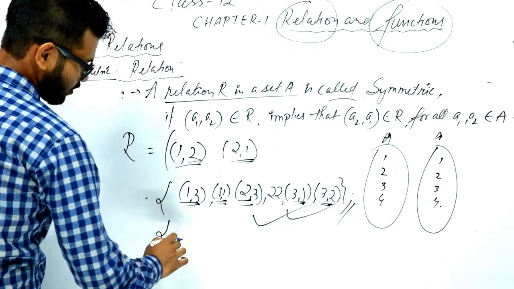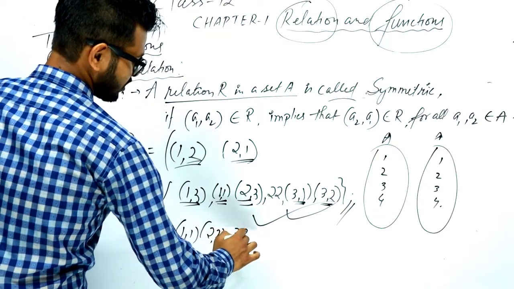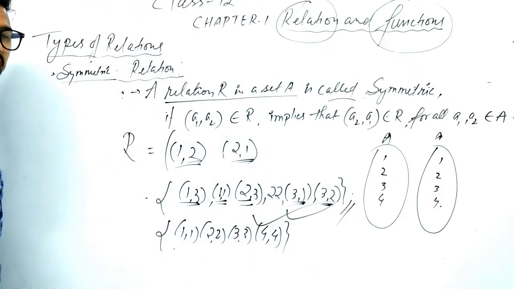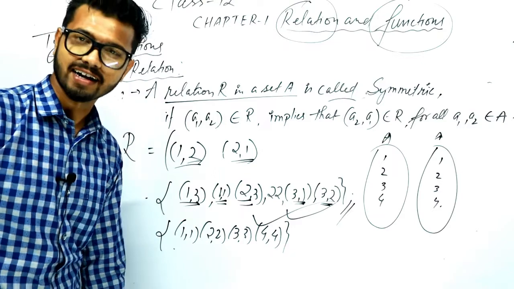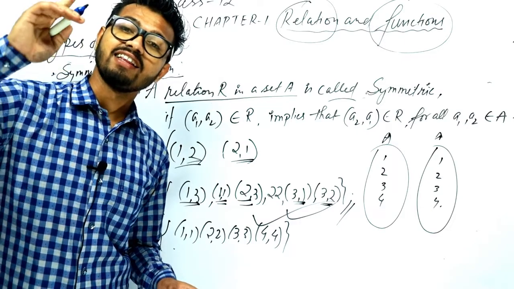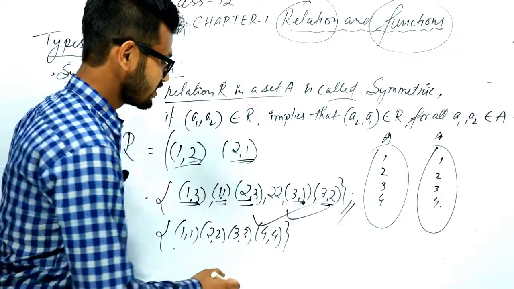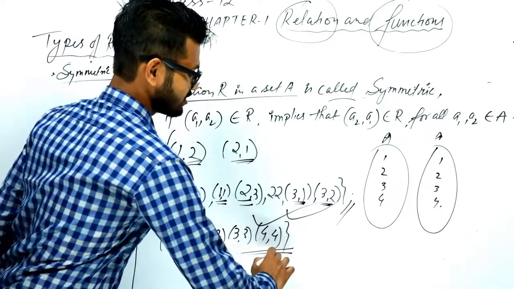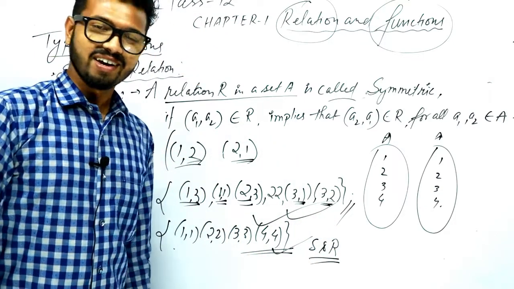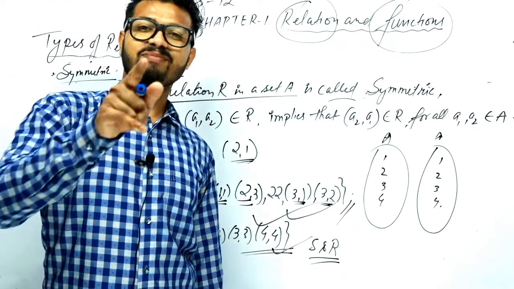Suppose let me give one more example: 1, 1, 2, 2, 3, 3, 4, 4. Is this a symmetric relation? Yeah, definitely. It is a symmetric relation as well as a reflexive relation. It's satisfying both definitions. So you cannot say that every time a reflexive relation can be symmetric. So point to be noted.